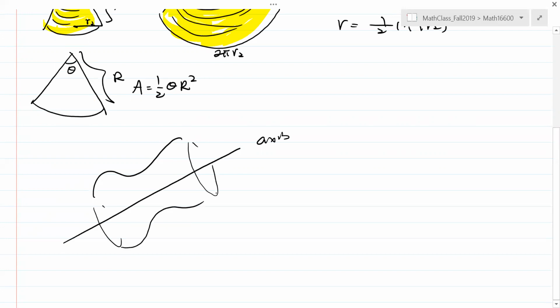Okay, so this is the surface you get. So the question is, how do we find the area? First of all, you know how to find the length of the curve, right? The length of the curve. The idea is that you cut the cylinder.